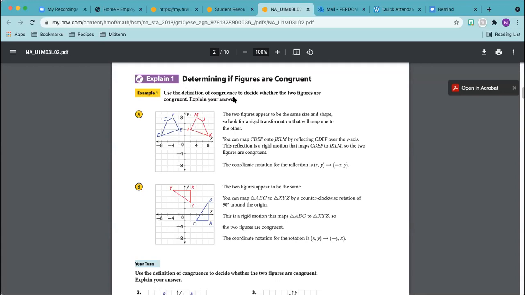But here we go, determining if figures are congruent. So use the definition of congruence to decide whether the two figures are congruent. Okay, so they're telling you the two figures appear to be the same size and shape. So look for the rigid motion that will map one to the other. Okay, very simple. They're telling you these two kind of look like they would match up, but what can be done to prove that they do line up? So for this first example, what would it be?